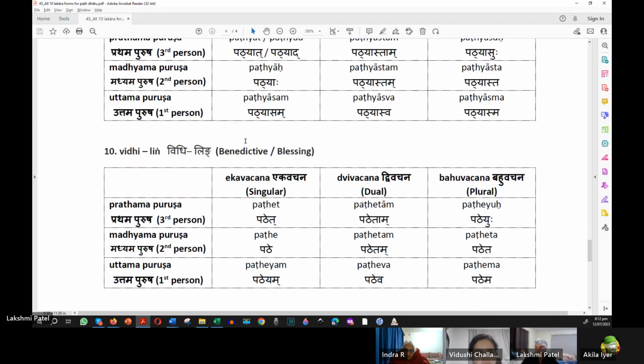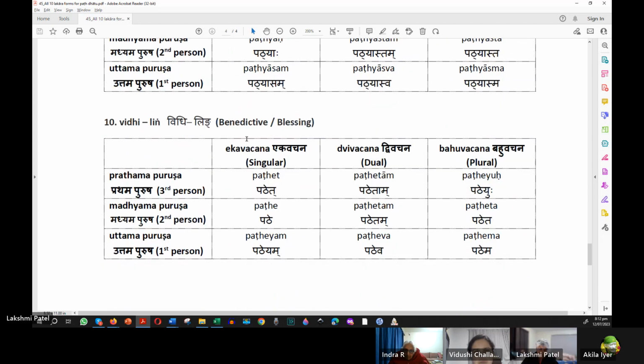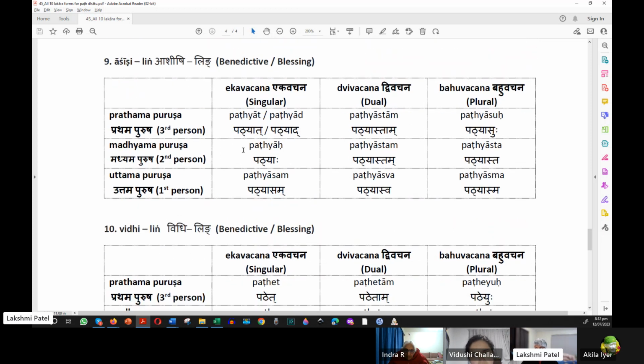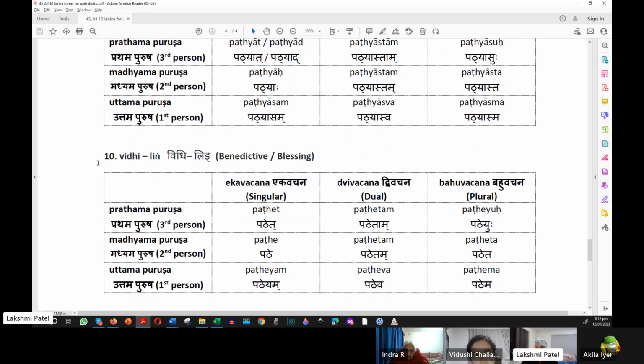Vidhiling, bhavet, pathet. Now this is something which is used more commonly. It should happen. Evam bhavet. Saha pathet. He should study. Aham patheyam. I should study.